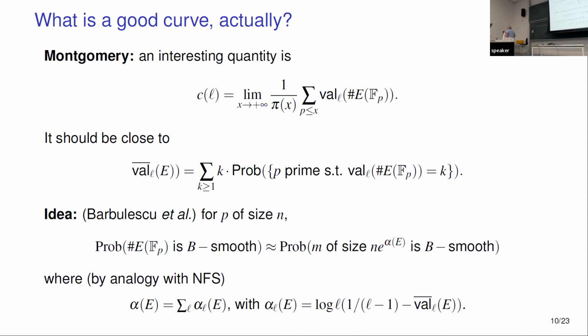It should tell you that then the cardinality of E mod p should be smoother, more smooth. Okay, you can formalize this by saying the probability that your cardinality is B-smooth should be the same as an integer of size n times e to the power alpha(E) being B-smooth, with alpha(E) defined by this quantity.